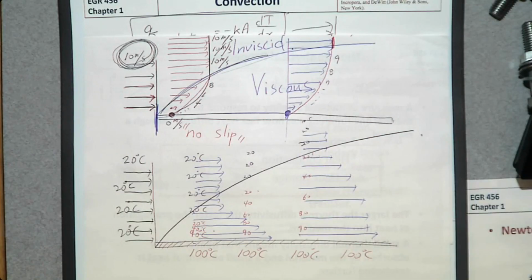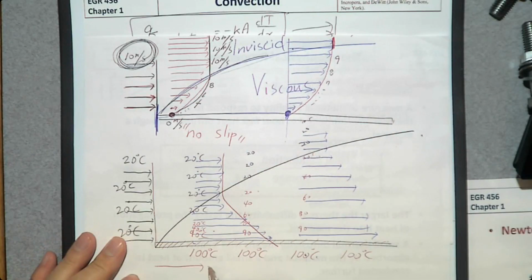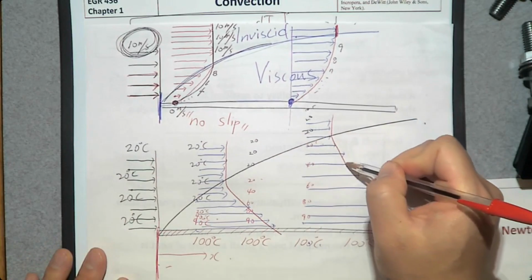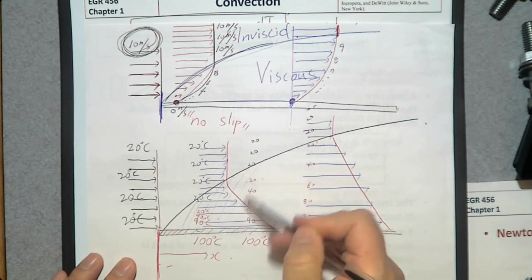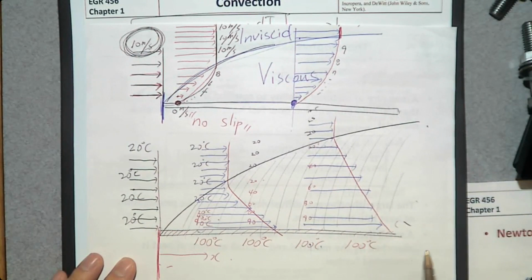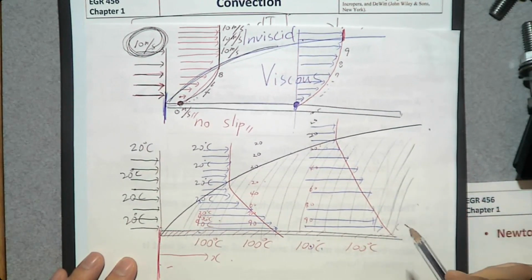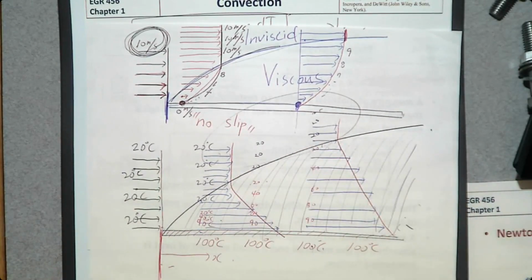So this is the temperature profile at a distance x from the starting position. And this is the boundary layer where fluid particles are at a different temperature from outside. Then this is a boundary layer, and this is a boundary layer. Both of them have the same name.